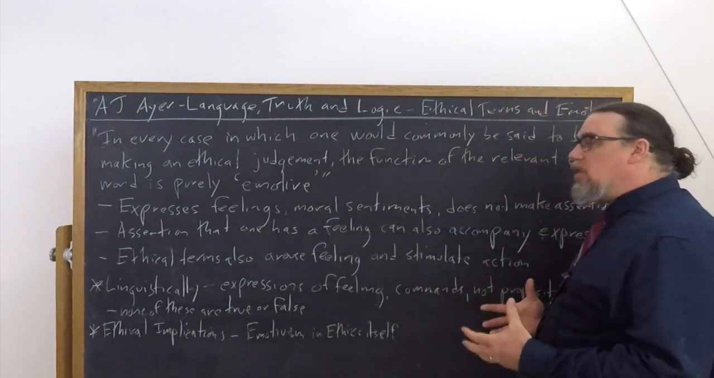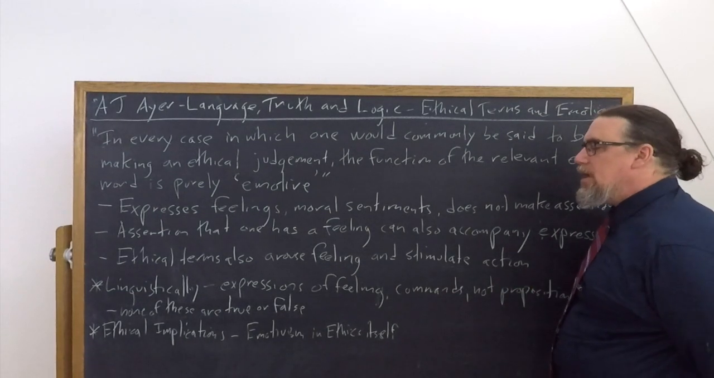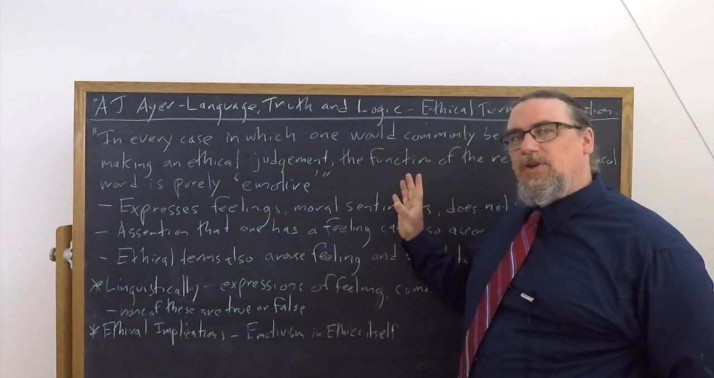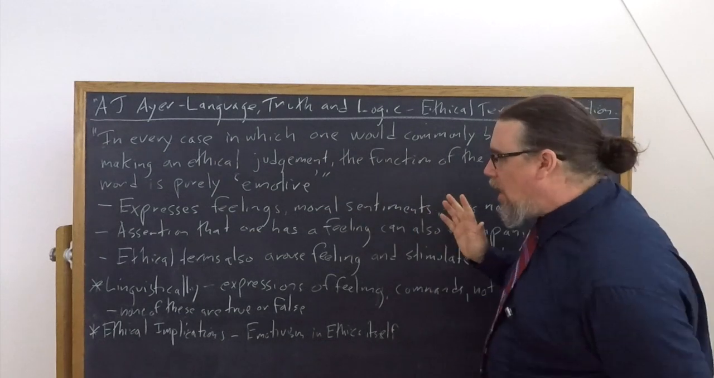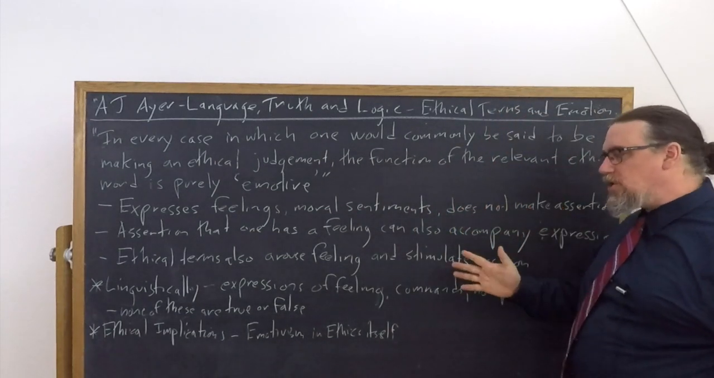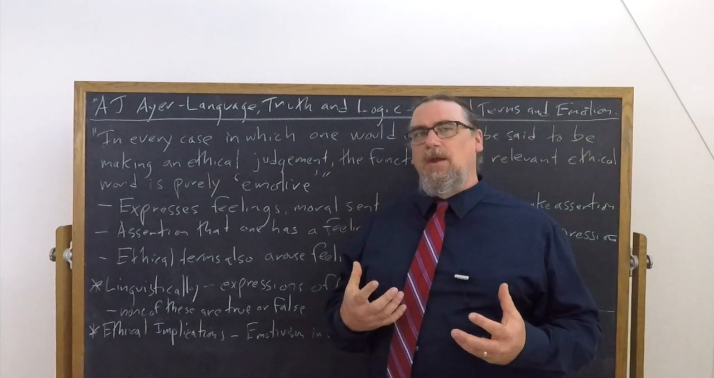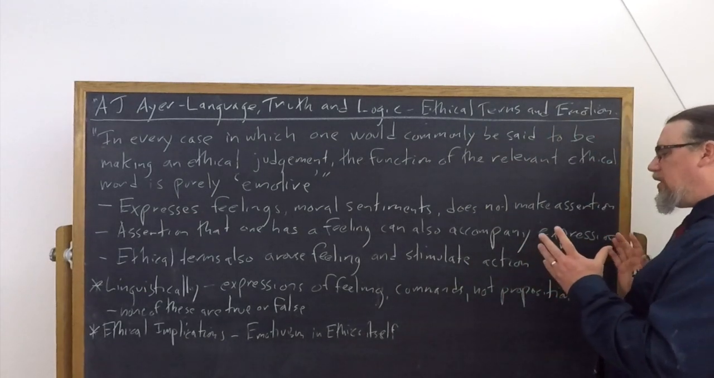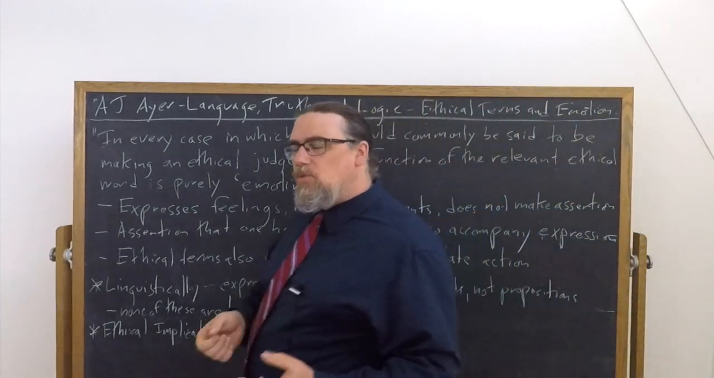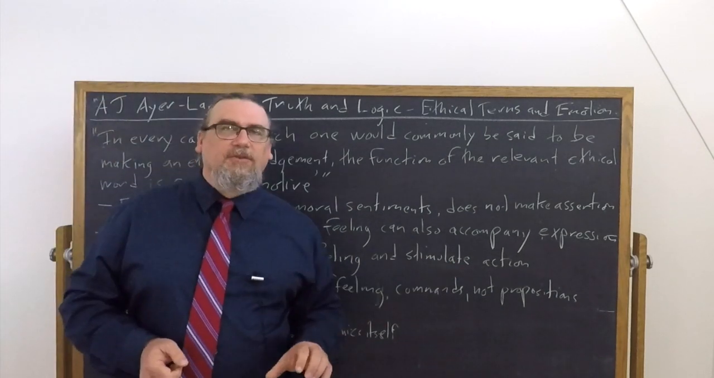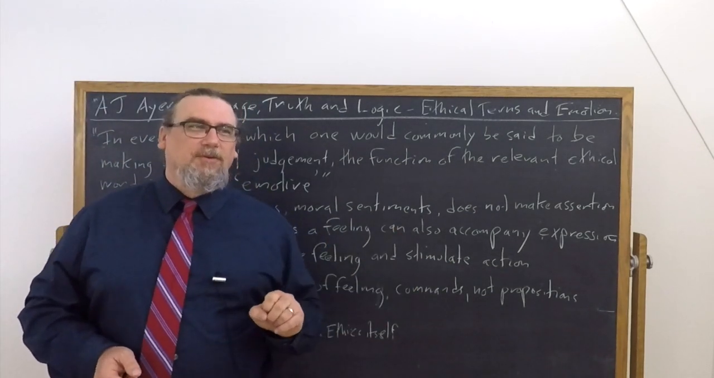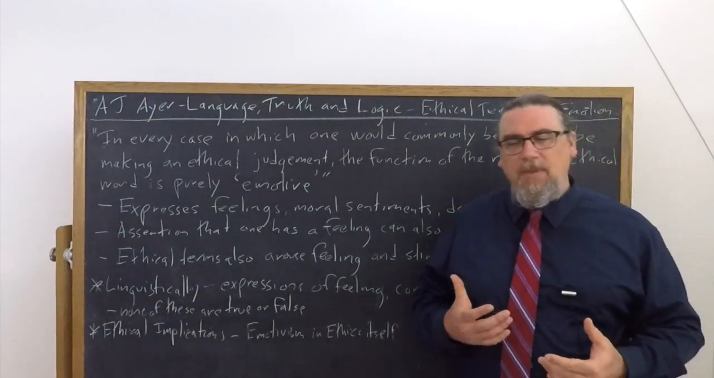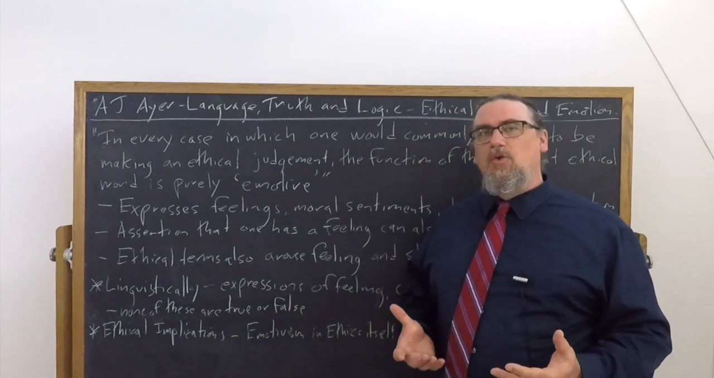So what's really going on linguistically then is that ethical language, the components of propositions that have ethical terms, are really just either expressions of our feeling, which may be accompanied by some sort of assertion but need not be, or they are disguised commands. They're not really propositions. They are imperative. They're saying, feel this, do this, don't feel this, don't do this. None of these are propositions, which means that none of them can actually be true or false.